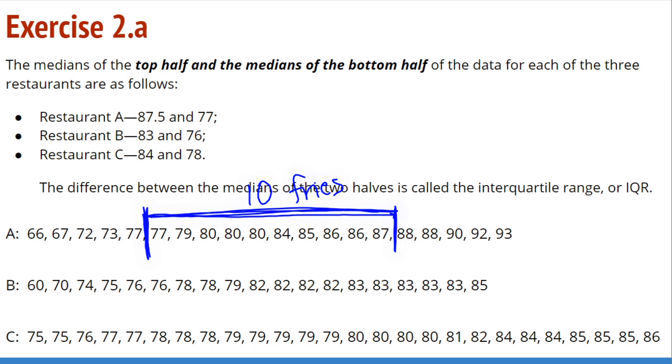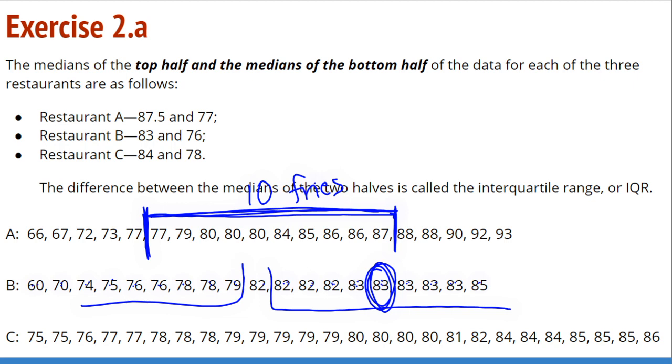If we look at restaurant B, we're at 83. Let me count on the number line. There we go. So we've got 83, and we've got a 76. So here we've got a range of 83 minus 76, which is a range of 7. We're spread out by 7 fries.